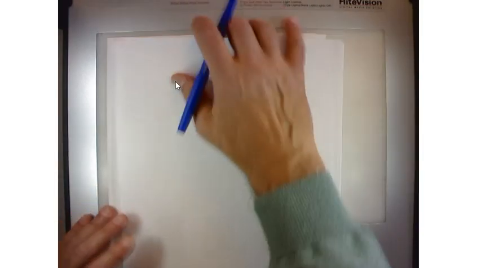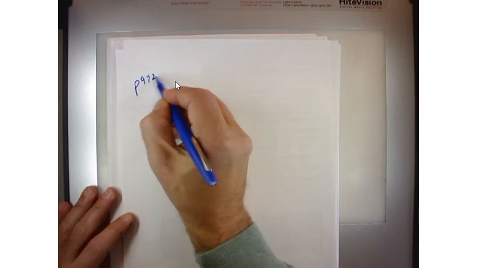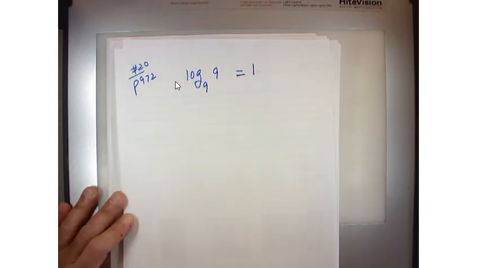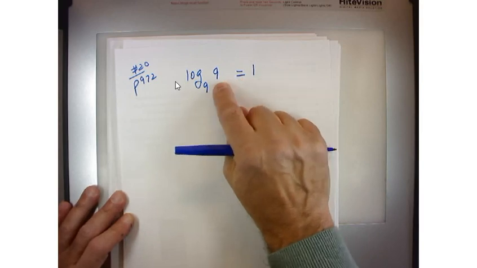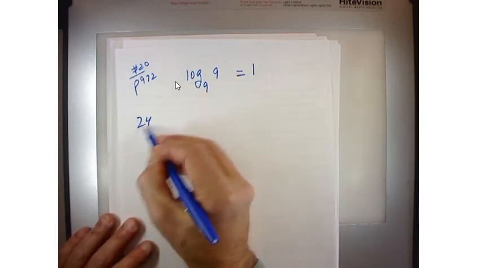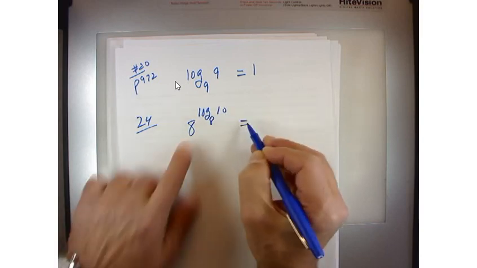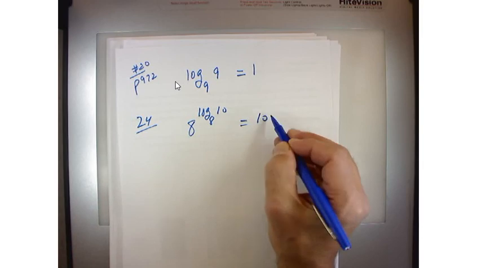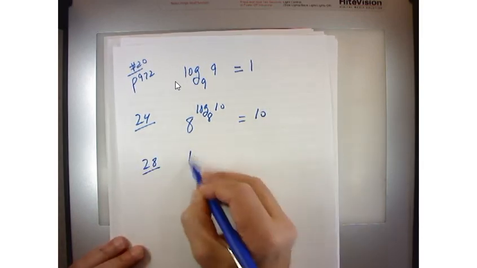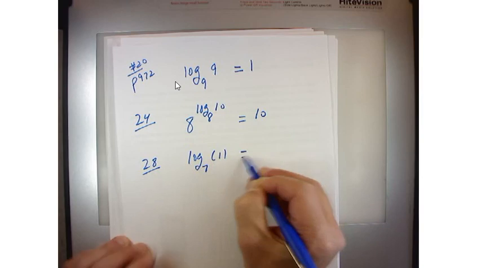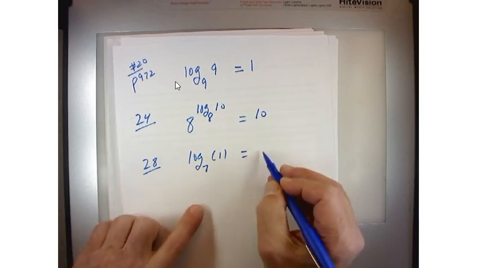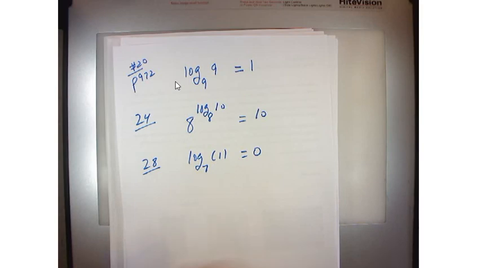So if you look at page 972, number 20, if we want to evaluate log base 9 of 9, log base b of b is 1, so that's 1. Again, you can check 9 to the first power is 9. Number 24, 8 to the log base 8 of 10. Again, the 8 and log base 8 cancel each other out, so you get 10. Number 28, log base 7 of 1. Any base, as long as the input is 1, that's a 0 because 7 to the 0 is 1.